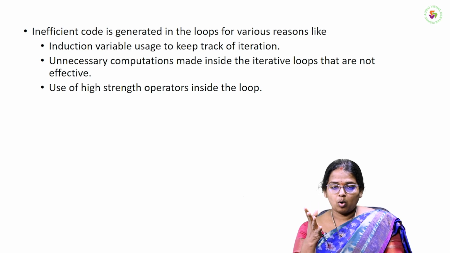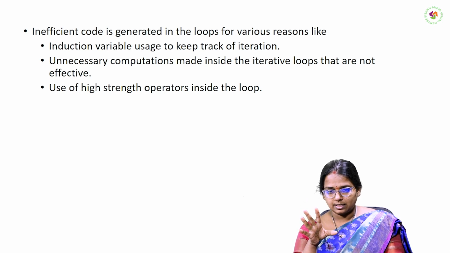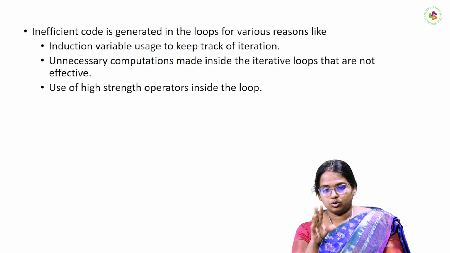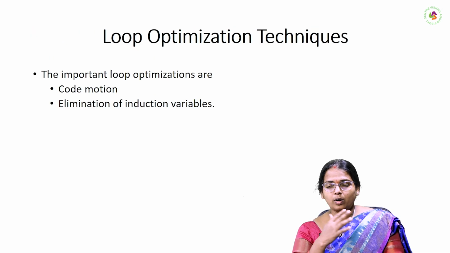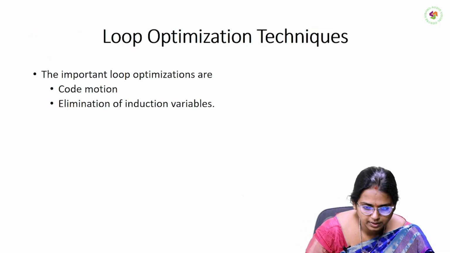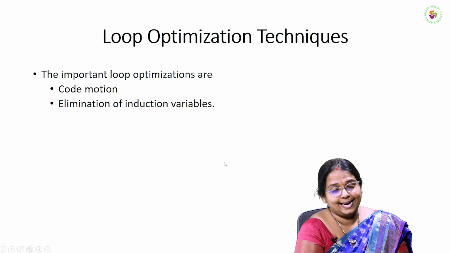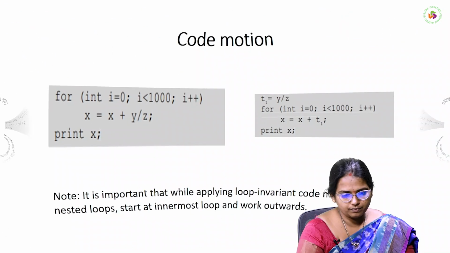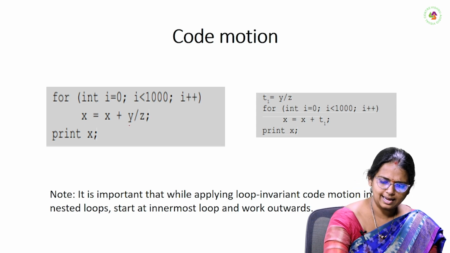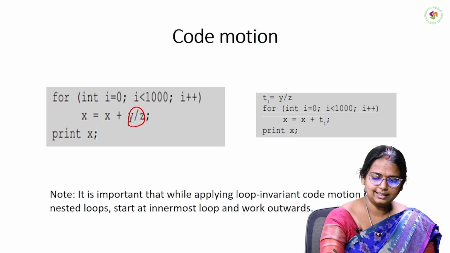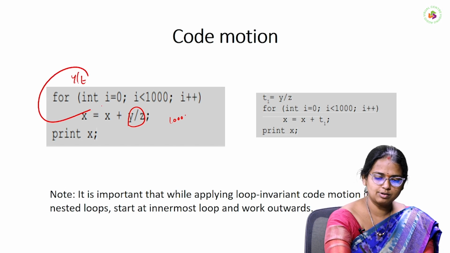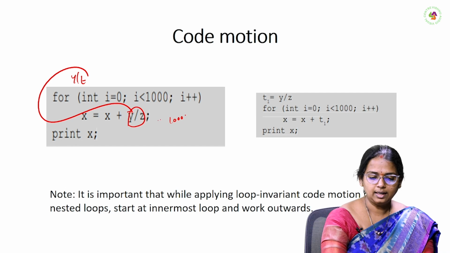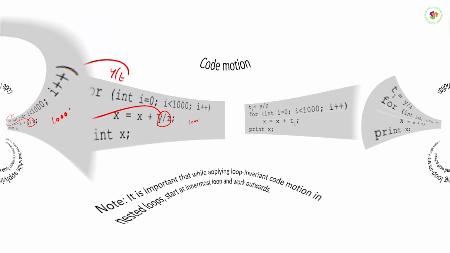Inefficient code generated in loops has various reasons. Why? Because of induction variable usage, unnecessary computations made, and using high strength operators inside the loop. So what are the techniques we can apply in the loop? Code motion or elimination of induction variable. See in this one, every time we are calculating y by z. So instead of calculating y by z 1000 times, if we calculate it before the loop and keep the same value, then the execution time will be improved.